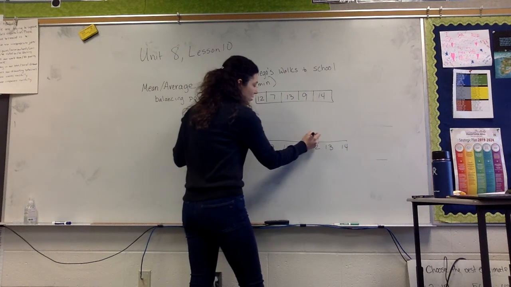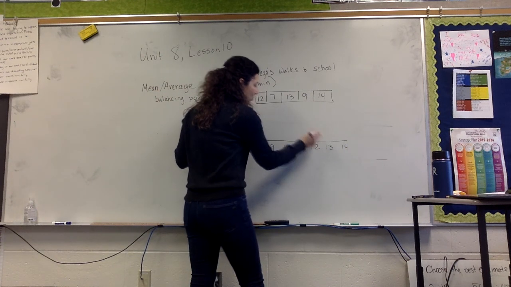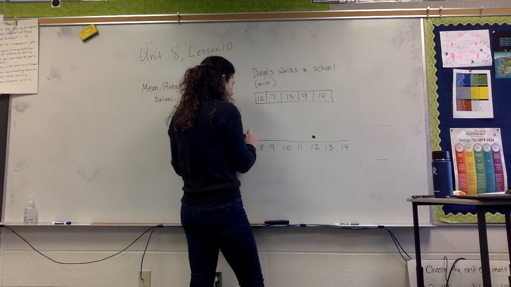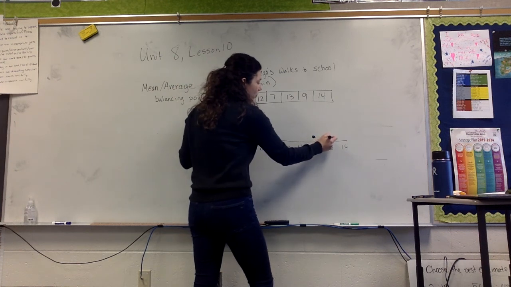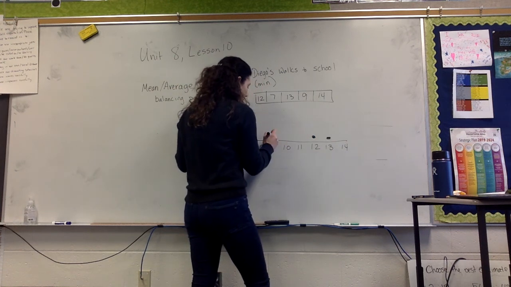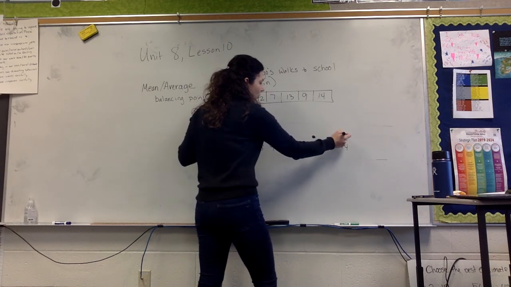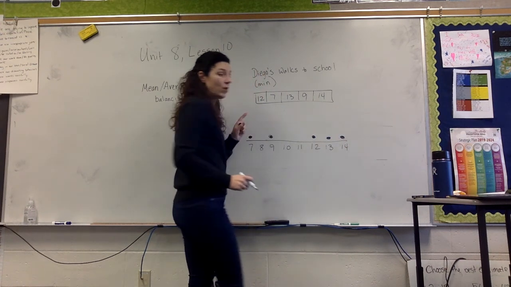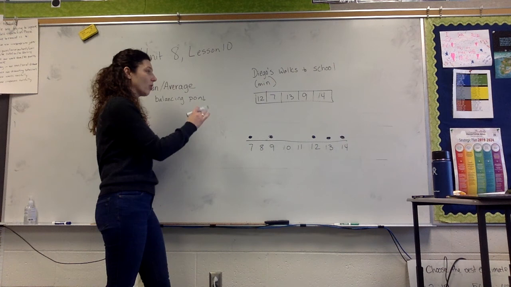I'm going to go ahead quickly and make a dot plot of this data. So one walk was 12 minutes long, one walk was 7 minutes long, one walk was 13, one was 9, and one was 14. So let's go ahead and calculate our mean or our average right now.